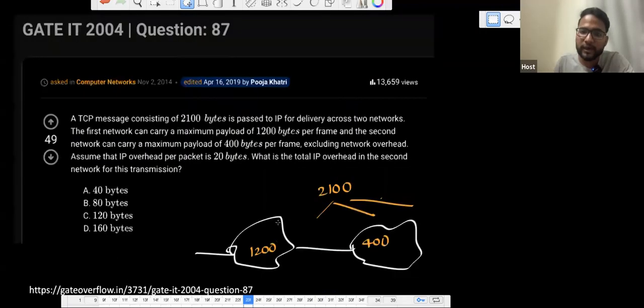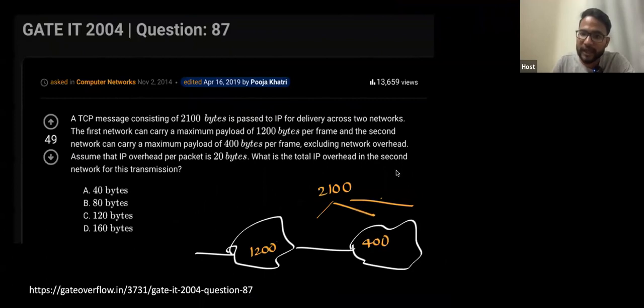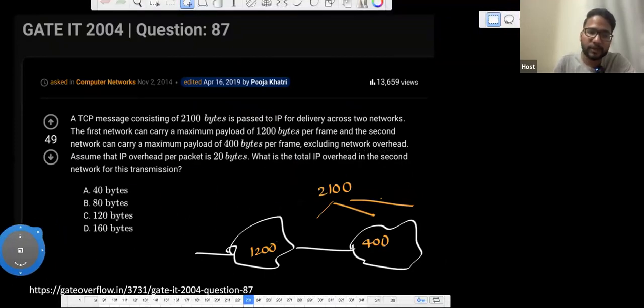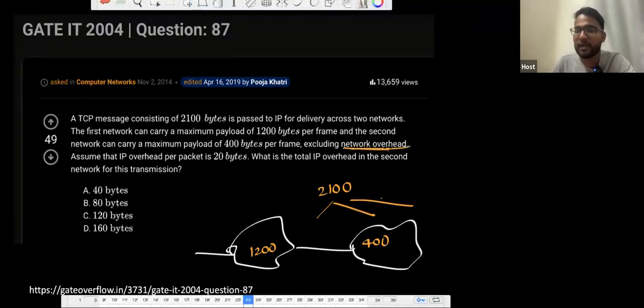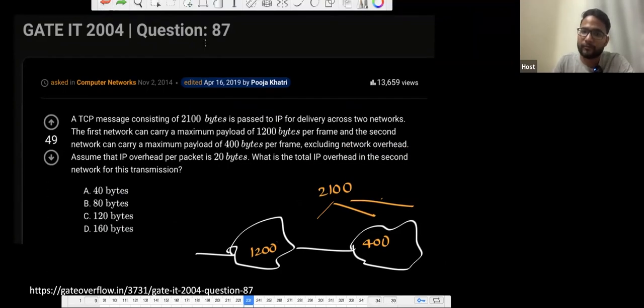No, basically 1200 minus 20 will not be there because they are saying excluding the network overhead. Network means the IP header, so you are having this 1200 without the IP header. This is not the MTU. It is the maximum payload that it can carry per frame, excluding the network overhead.